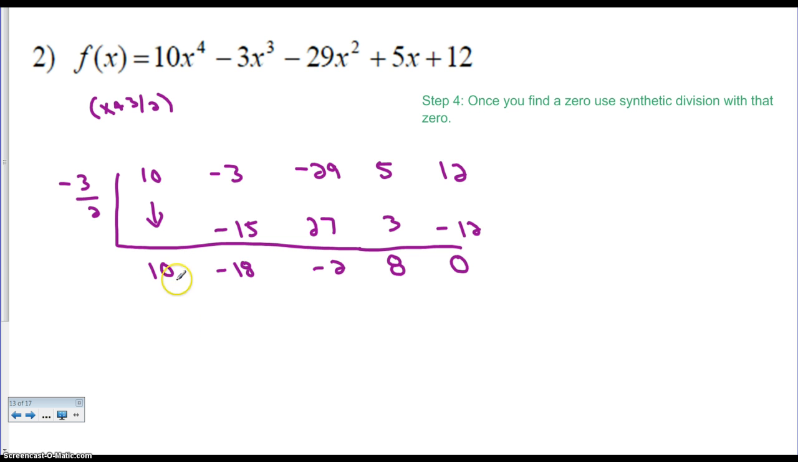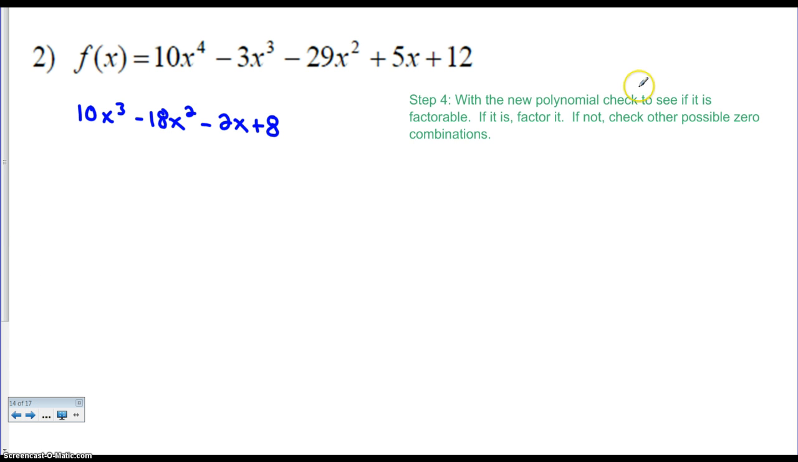So this means right now that this is going to be 10x cubed minus 18x squared minus 2x plus 8. If I multiply this by x plus 3/2, I would get that quantity right there. Okay, so what do I do next? Well, what did we do? We said check this with the new polynomial, 10x cubed minus 18x squared minus 2x plus 8. I want to check to see if it's factorable. If it is, factor it. If not, check to see if other possible 0 combinations.